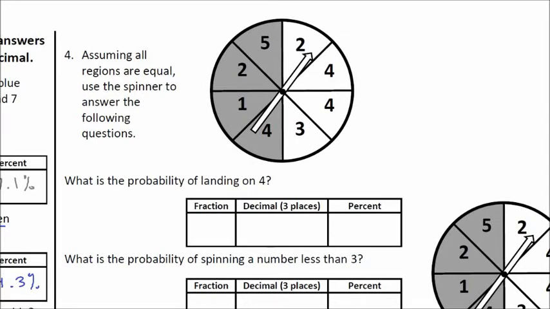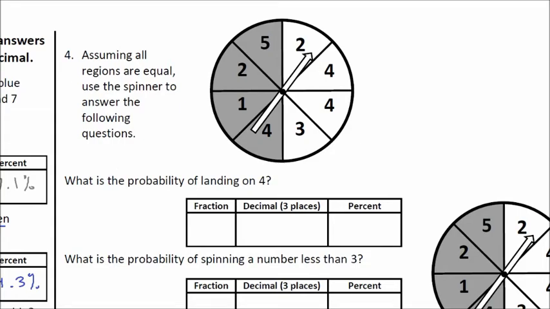Question number 4 on your stats probability review sheet is dealing with a spinner, and the question says, assuming all regions are equal. So class, we know this circular spinner is divided up into 8 equal regions, so they all have the same probability of being landed on. Use the spinner to answer the following questions.